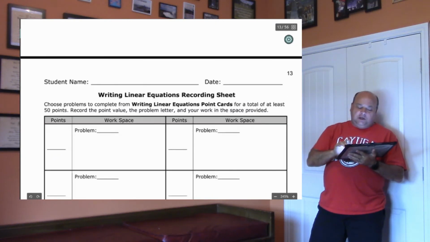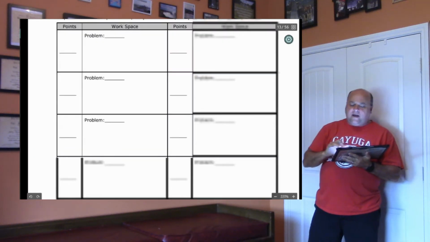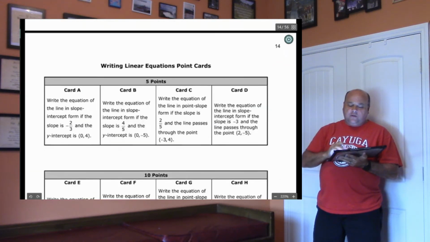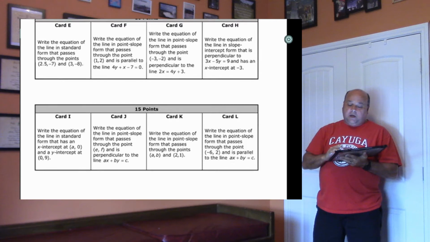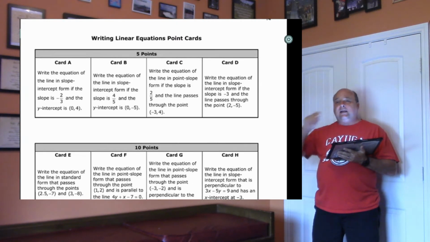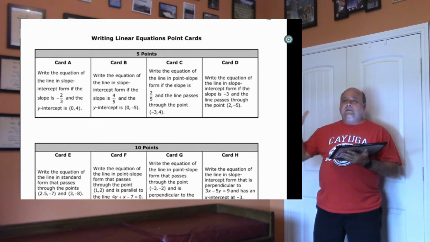Turn the page. Okay, what you have to do now, there's 8 blanks, right? And then if you turn the page again, there's 12 problems. There's 12 problems. You need to get at least 50 points. I'm going to do these problems for you, okay?